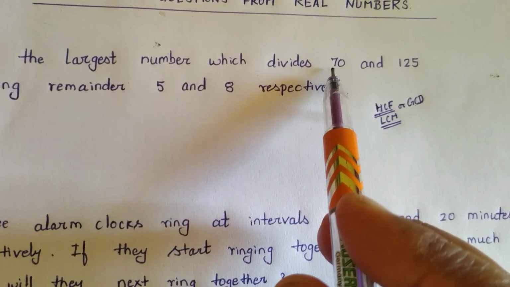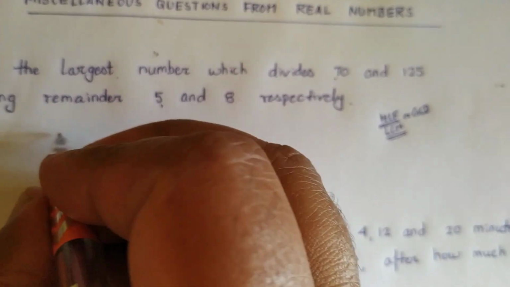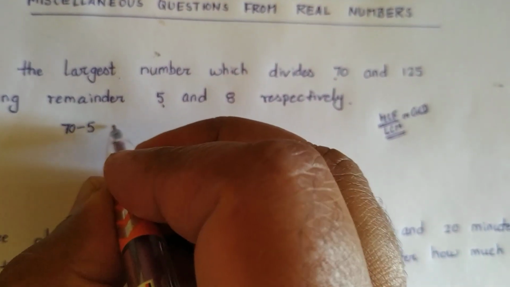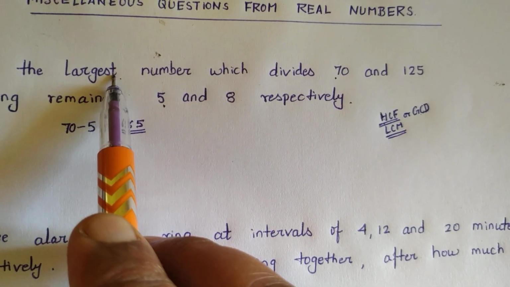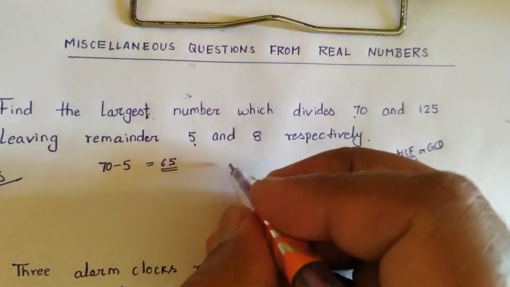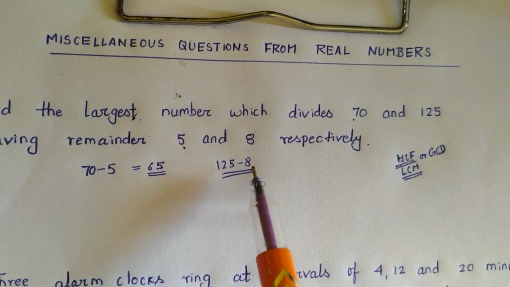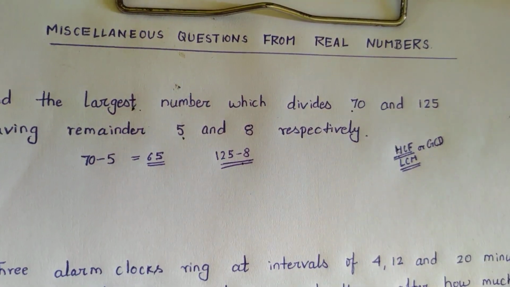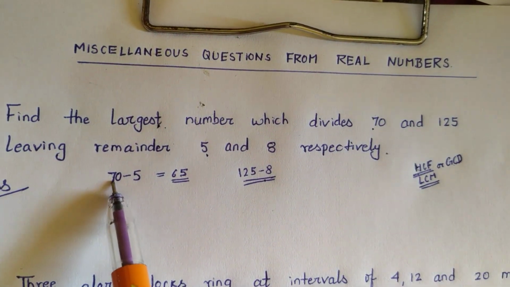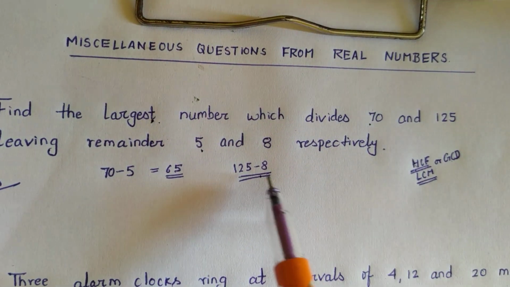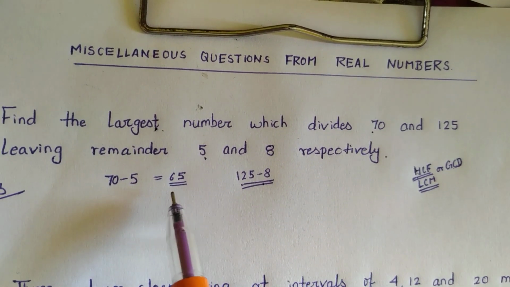Now here, when 70 is divided by the required number, we have the remainder 5. That means if we subtract 5 from 70, this 65 is exactly divisible by the number. And 125 minus 8 is also exactly divisible by the number. So in this case, subtract 5 from 70 and 8 from 125, and thereafter find the HCF of the numbers so obtained.